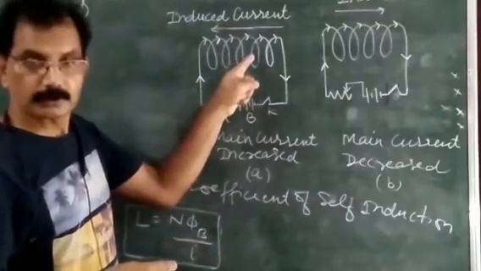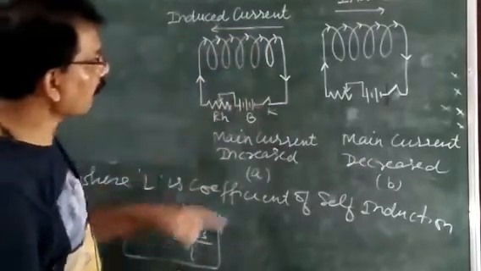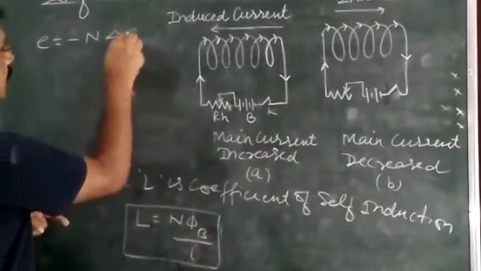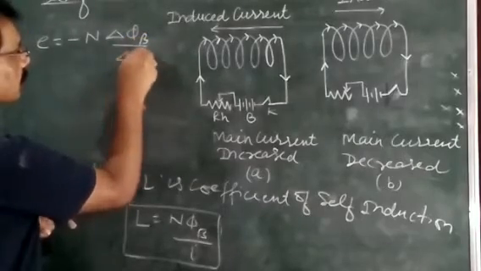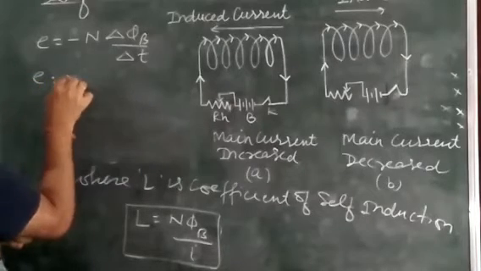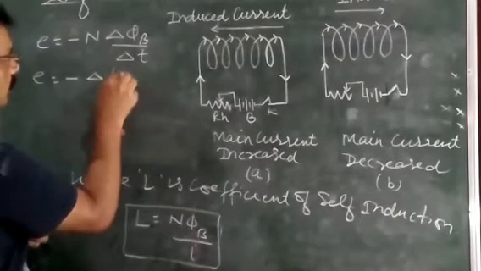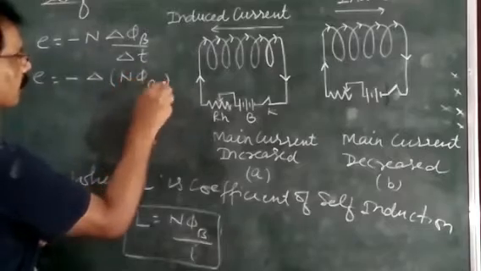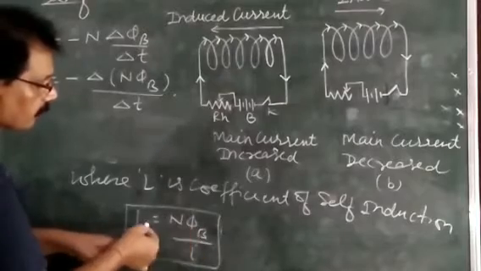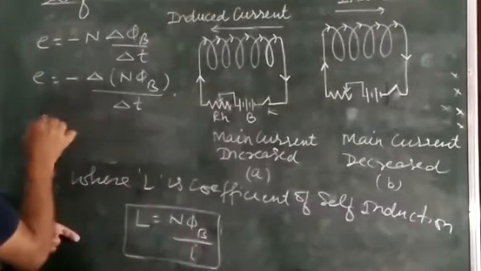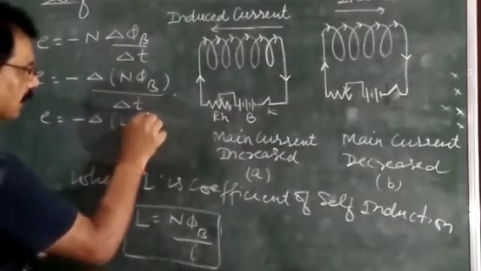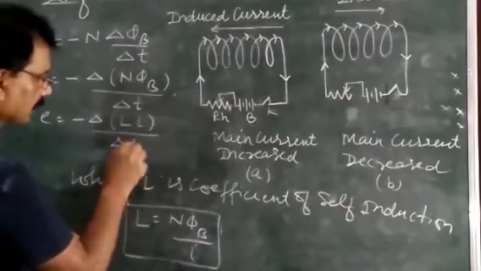इस केस में, the induced EMF set up in the coil, how can we find? By Faraday's law, E is equal to minus n delta phi b upon delta t. In this way we can find out the induced EMF in a coil. And here E is equal to minus delta n phi b upon delta t. And from here n phi b is equal to Li. So also we can write here E is equal to minus delta L I upon delta T.